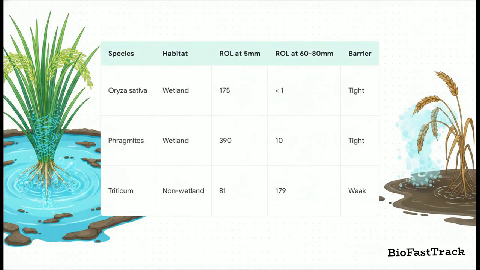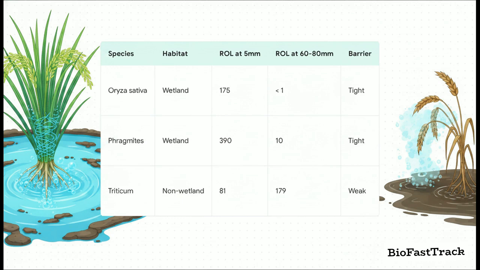The data on radial oxygen loss, or ROL, really tells the whole story here. True wetland plants, like Oryza sativa, which is rice, have high oxygen loss right at the root tip, around 175 nanomoles. But look higher up the root, almost zero loss. They've developed a tight anatomical barrier in those basal zones.